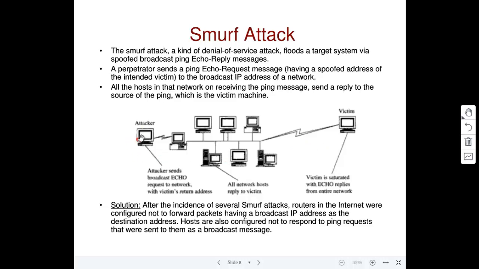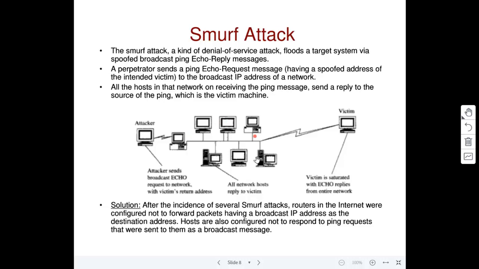So an attacker again tries to send an echo request message. He wants to bring down the server, the victim. So he sends an echo ping message. Ping message means he wants to test whether the server is alive or running or not. He will send a ping echo request message such that the sender IP address of that ping request message is a broadcast address.